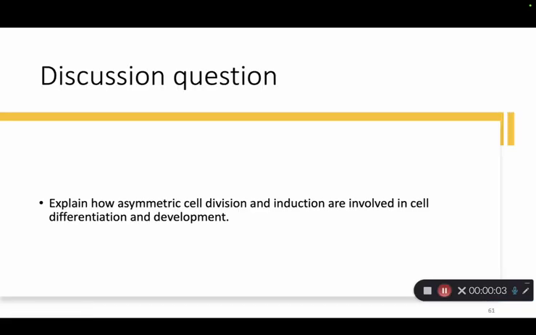Let's tie it all together. How does asymmetric cell division and induction work together to drive development? Consider how asymmetric division initiates differences between cells and how those cells then influence each other's fate through induction. This interplay is essential for creating the body's complex architecture from a single fertilized egg.